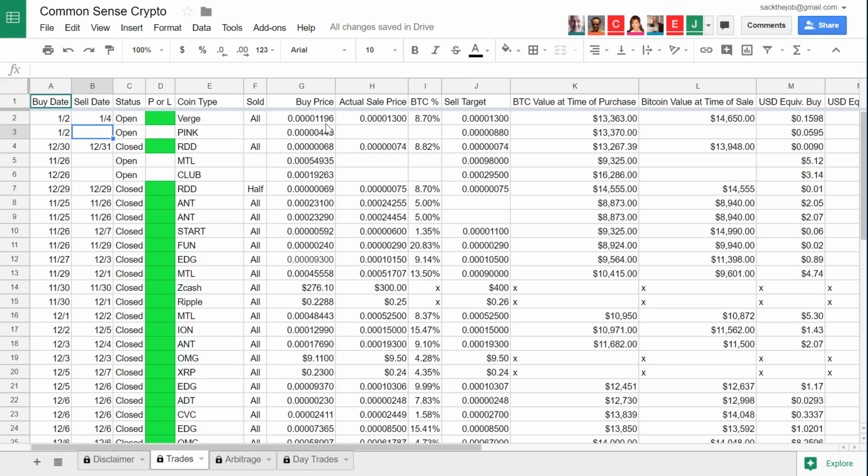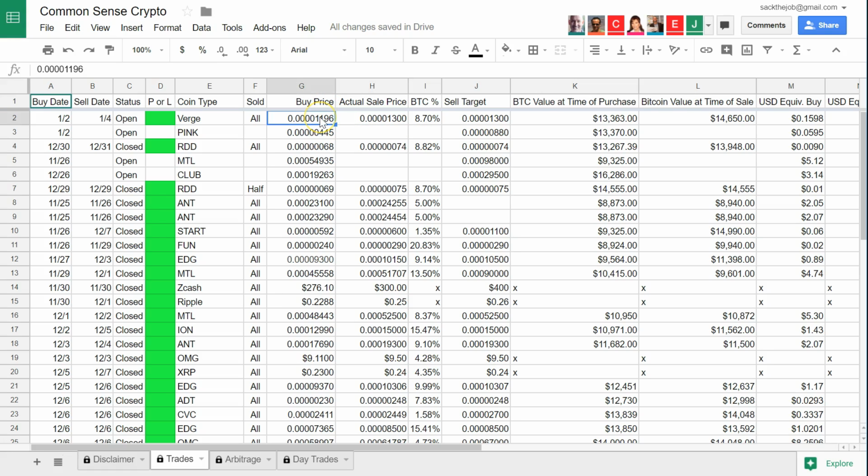So Bitcoin is broken down to 8 decimal places. So when you're talking about buying something with Bitcoin, they quote the price in what's called Satoshis, which is a throwback to the creator of Bitcoin, Satoshi Nakamoto. So with that being said, for example, this coin here called Verge, I bought it for 1,196 Satoshis each, and my sell price was 1,300 Satoshis each. Okay. So that's what those numbers mean.